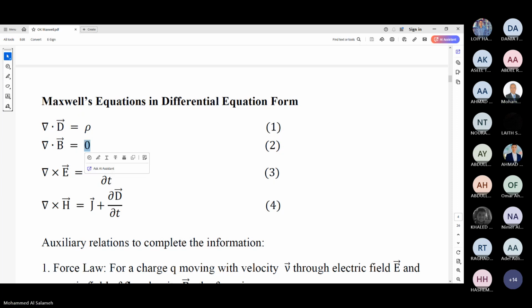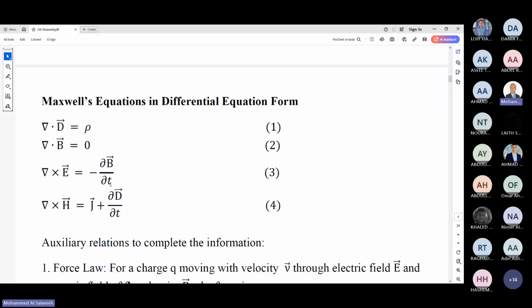And sorry, del cross E equal minus dB by dt. This is Faraday's law. The curl in the electric field, the rotation in the electric field, of course, for static fields, for EM1, del cross E equal to 0 always. Del cross E is equal to 0 because there is no change with respect to time in the electric or magnetic fields. So here, del cross E equal minus dB by dt.